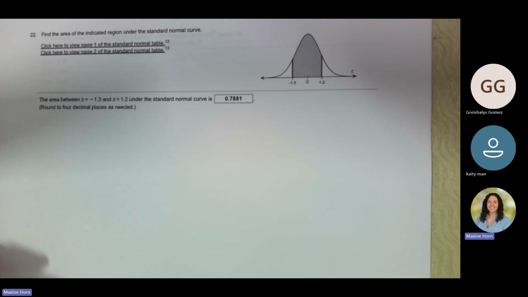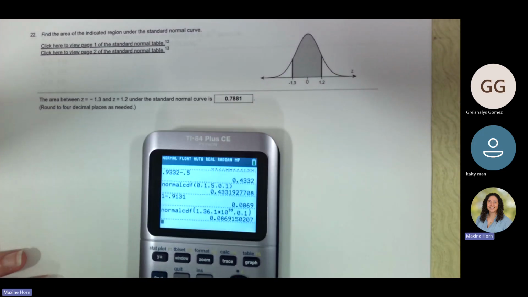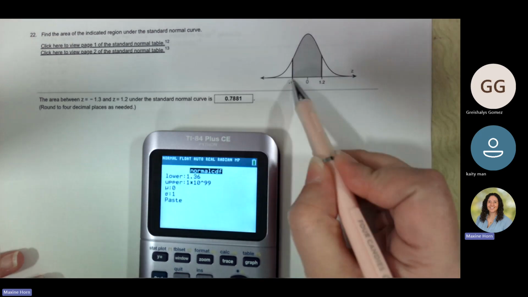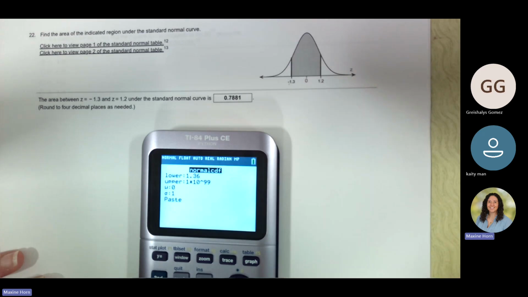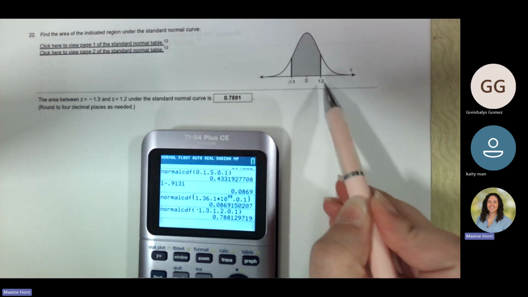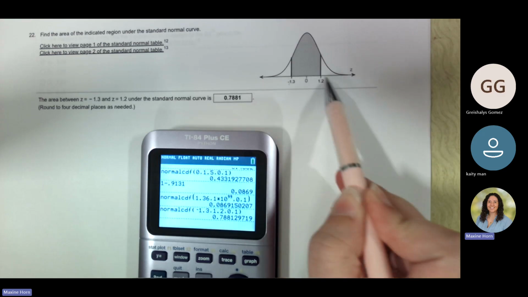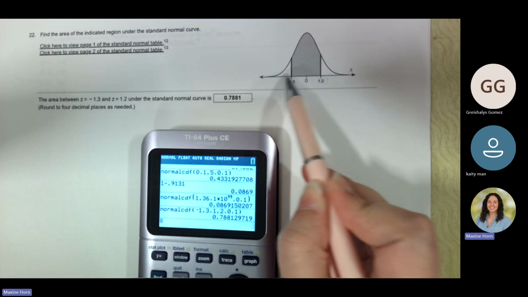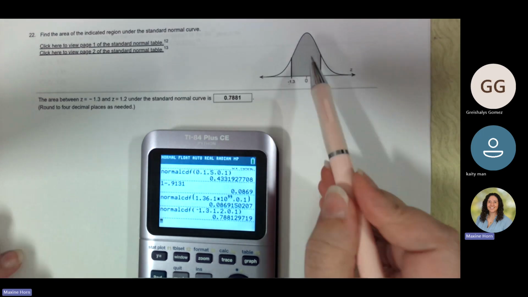Okay, so I'm just going to do this one in the calculator. Second vars, normal CDF, my lower bound, my upper bound, leave my mean and standard deviation as 0 and 1. And there it is. Again, if you wanted to do this looking them up in the back, you would do the area to the left of a z-score of 1.2 minus the area to the left of a z-score of negative 1.3. And that would give you the area in between.